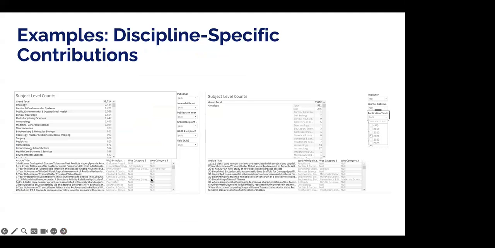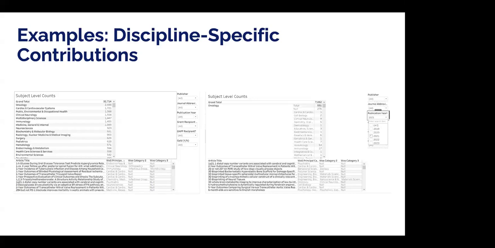We also wanted to see what the discipline specific contributions were for Gold Open Access, and there are different ways to do this. We chose to leverage the discipline, the subject fields that are in the Web of Science data. And I think there are 7 or 10 levels of category, but for our purposes, we stopped at 3.